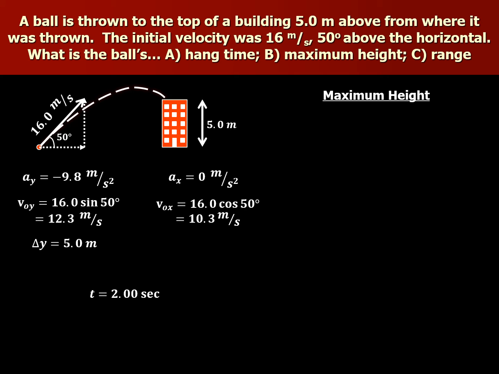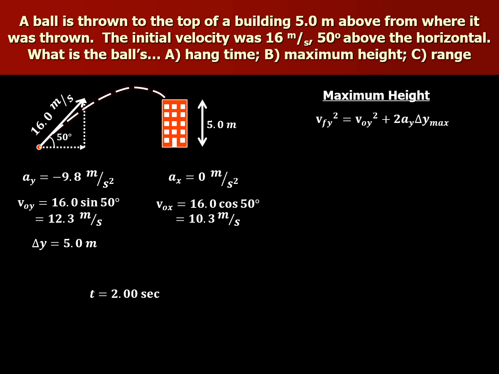In order to find our max height, we know the initial velocity in the y direction is 12.3 meters per second. The acceleration is negative 9.8 meters per second squared. We're not going to use the displacement of 5, because we're trying to figure out where it is highest, and that's actually going to be above that. But we also know that the final velocity in the y direction when it gets to the top is going to be 0, because the velocity decreases by 9.8 meters per second every second.